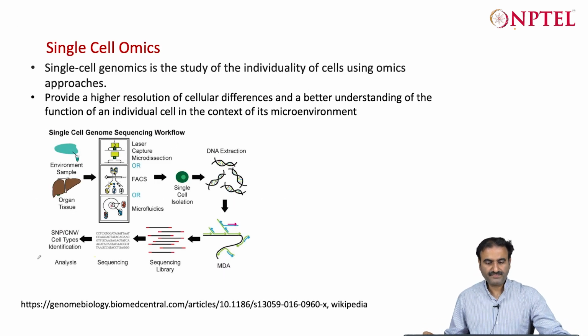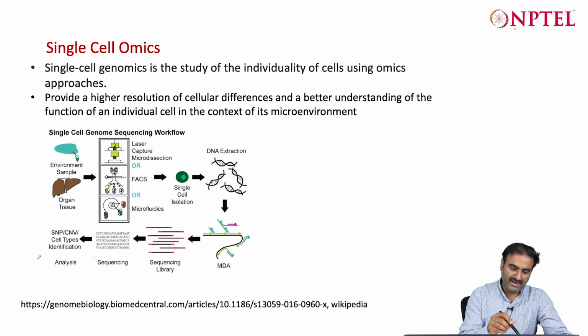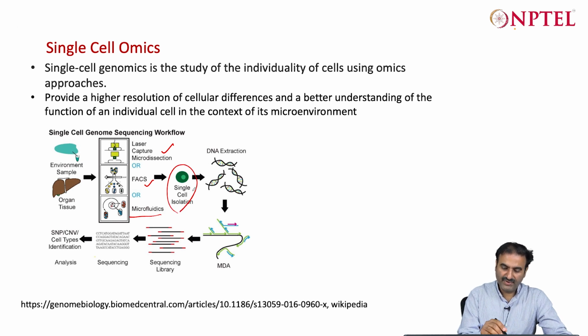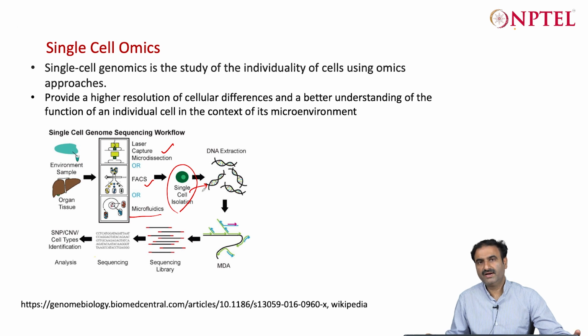So when we want to do single cell genomics, or omics broadly, because it may include genomics, transcriptomics, metabolomics, proteomics, right? You have to first segregate the cells either by laser capture microdissection or FACS or microfluidics. Then when you have the single cell, you isolate the DNA from that single cell, label it with adapters, and then go for library preparation, followed by sequencing or microarray based analysis or any other analysis, right?